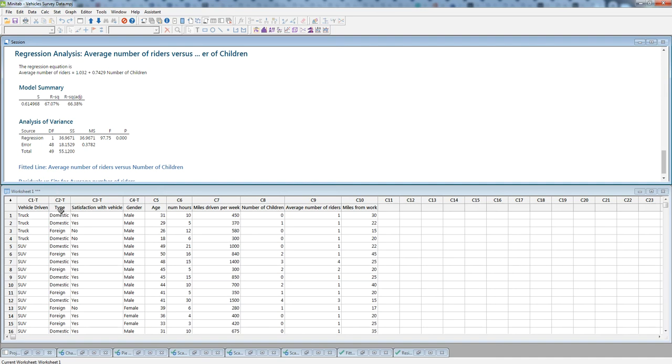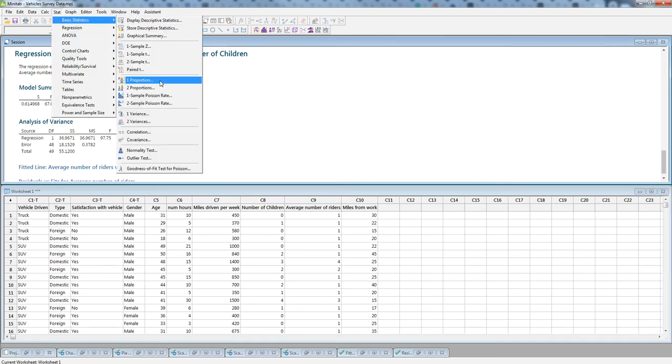So I'm going to pick one of these that has yeses and nos or ones and twos, or just two options. So domestic and foreign is the one I'm going to use first. I'm going to see what proportion of the population this was taken from likes domestic or foreign cars. So to see that, I'm going to go to Stat, Basic Statistics, One Proportion.